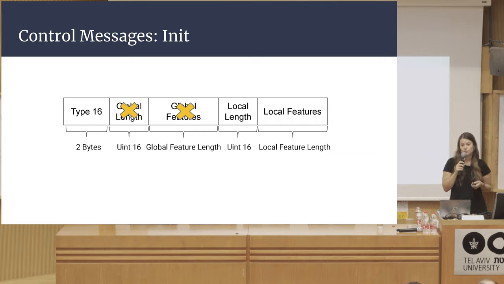Now, these global features have recently been scrapped in the protocol. They've decided to just flatten it out and make it a lot easier. And they're just replacing these two fields with a must-be-zero field, which is fine because they haven't actually got any global features agreed on in the specification yet. So they are going to move forward with just a flat feature set from now on.